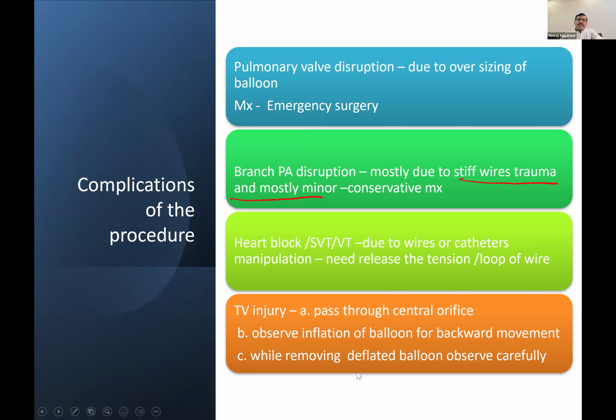While removing the deflated balloon, observe carefully. Don't apply a lot of negative pressure, and don't push against resistance. Just release the deflation pressure on the balloon. You can have sharp edges causing the tricuspid wall edging and hitting the valve and causing damage.